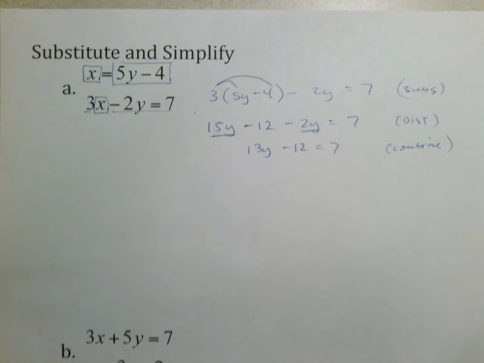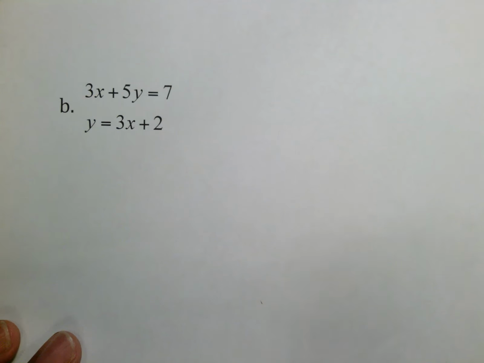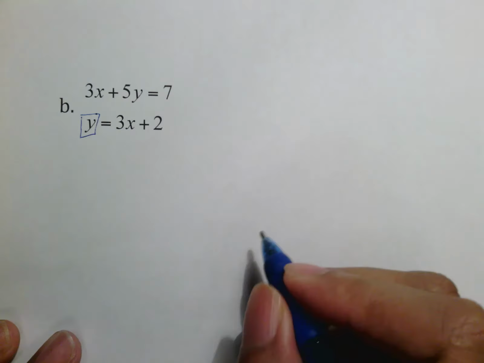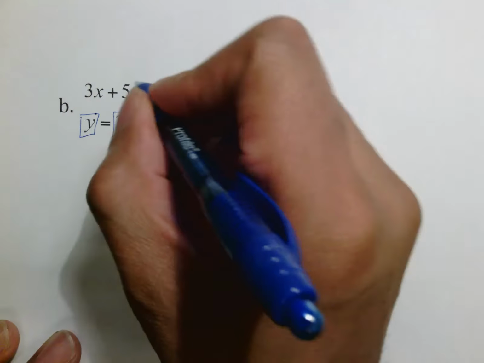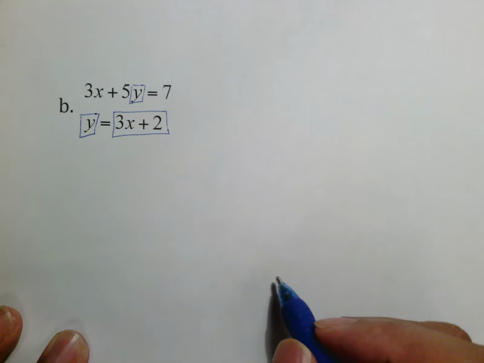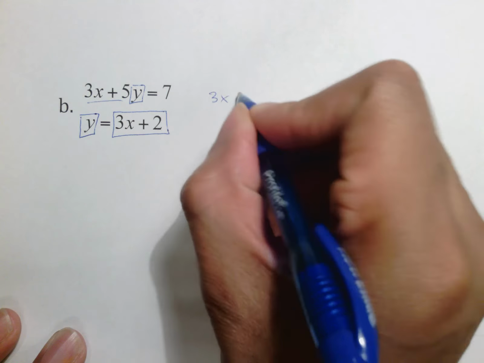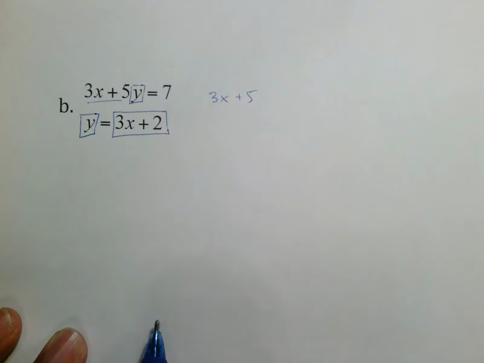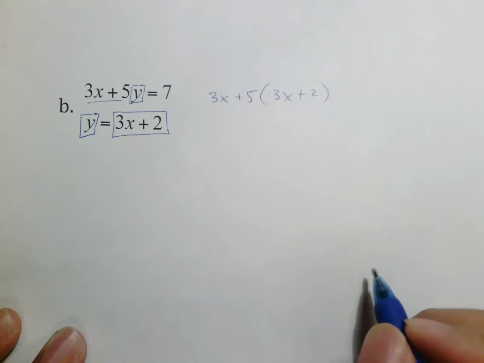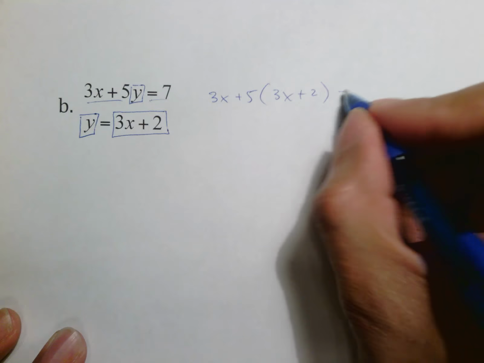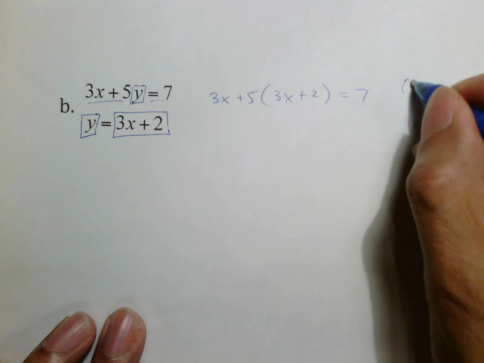Looking at B, we see that in this problem, again, looking for the variable that's all by itself, it's this y. Y is equal to 3x plus 2, and the other y goes into the box because that's what we're substituting for. Then we write everything in front of the box, which is 3x plus 5, because that's everything in front. We swap out the y for 3x plus 2, and then we put everything behind the box, which is equals 7.